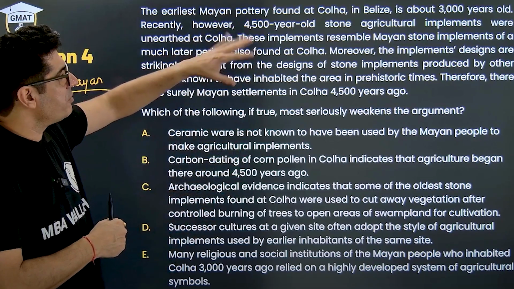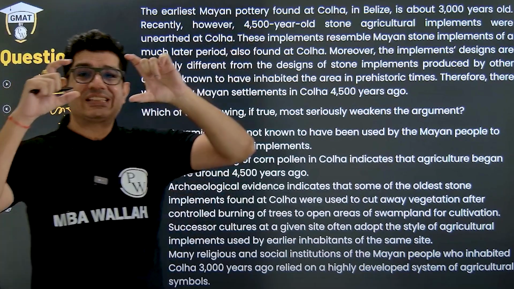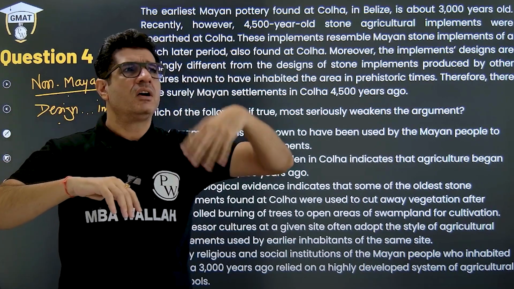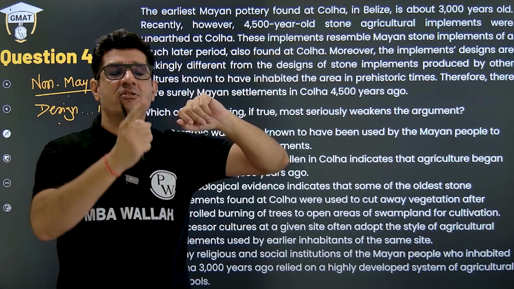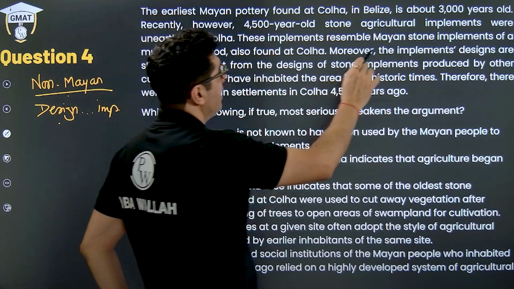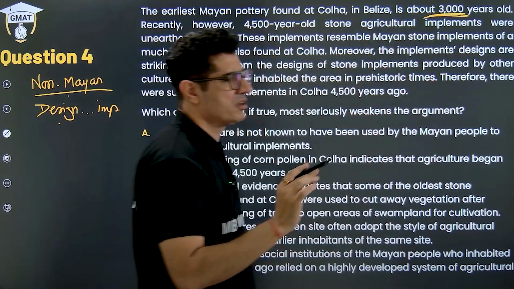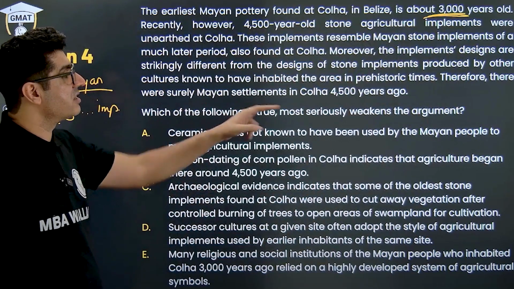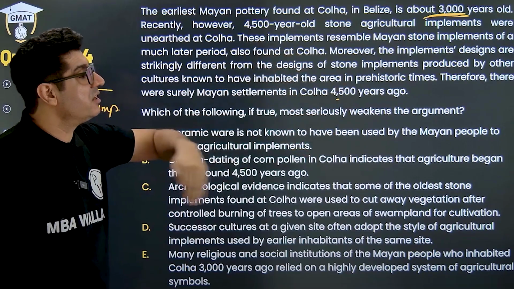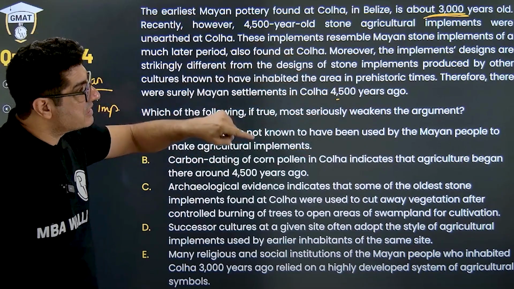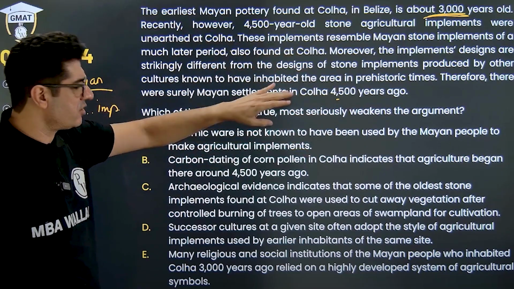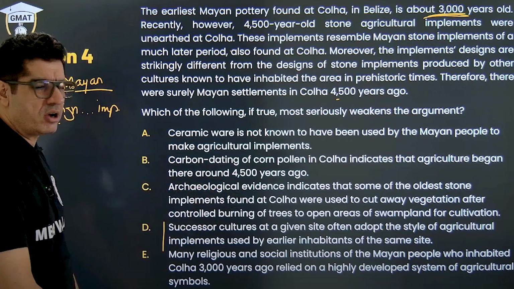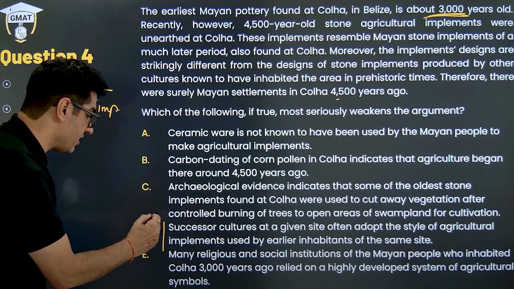So this entire argument depends on what? Design of 4500 years ago. A stone implement which is 4500 years old is similar to the design used by Mayans, और हमें ये पता है कि Mayans 3000 साल पहले तो थे ही वहां पे. सो इससे ये एक पॉसिबिलिटी निकल करके आती है कि मायंस 4500 साल पहले वहां नहीं थे, ये बाद में आए, और वो स्टोन इंप्लीमेंट्स का डिजाइन सेम इसलिए है क्योंकि they typically end up copying the designs of earlier inhabitants. So this definitely weakens.